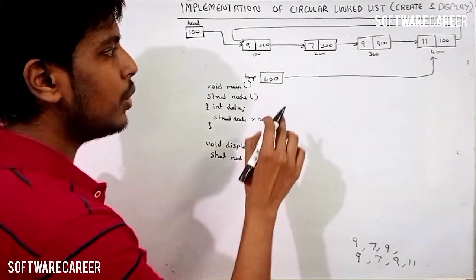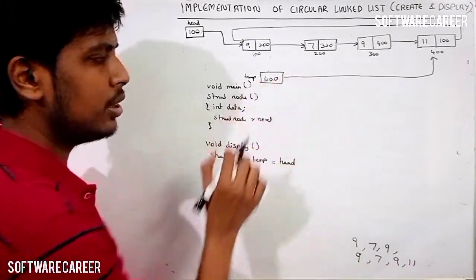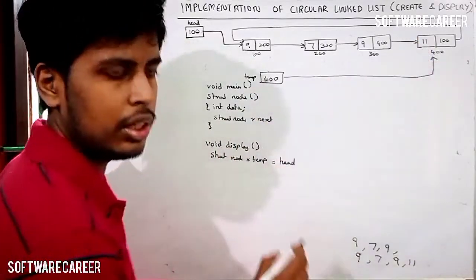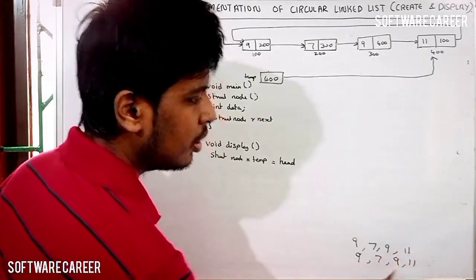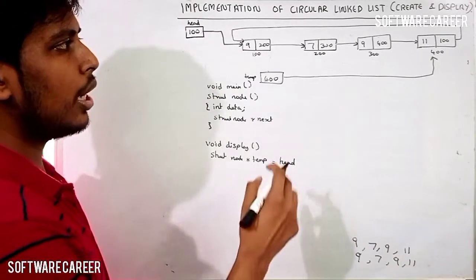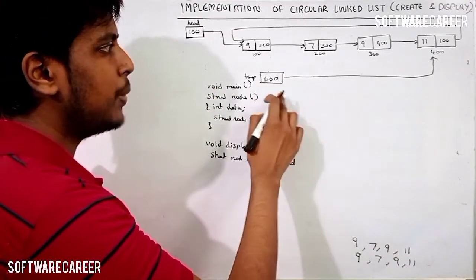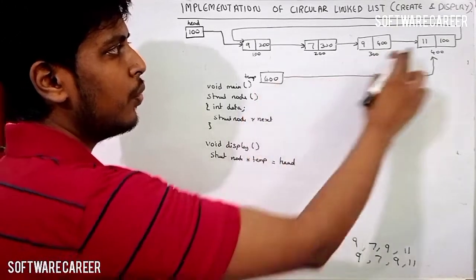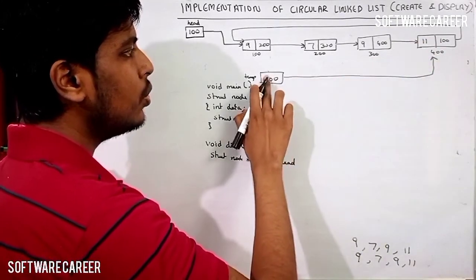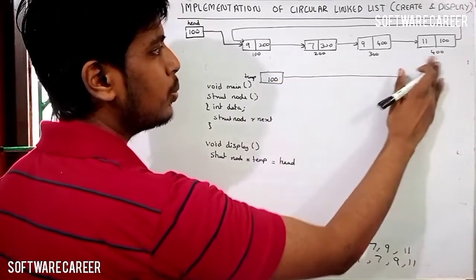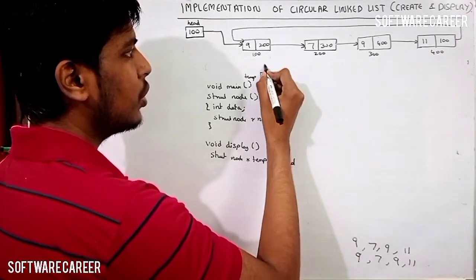Now see, now I should print the data present at this temp address. Temp address is 400. 400 data is 11. So I am printing 11. Now I should move the temp pointer to the next node. So temp equals temp next. Temp is 400. 400 next is 100. I'll write 100 here. So this is pointing again to the first node.